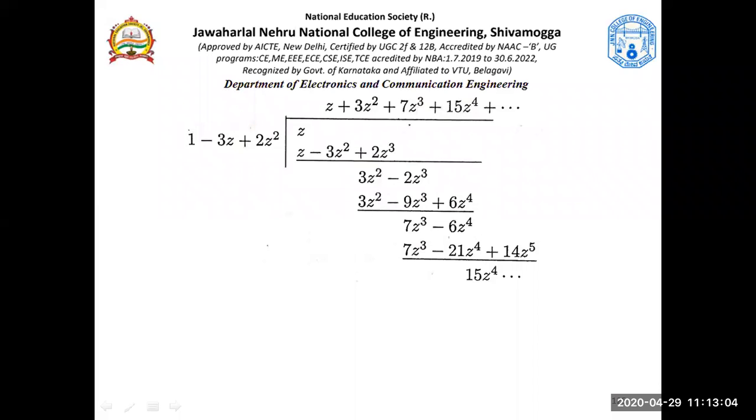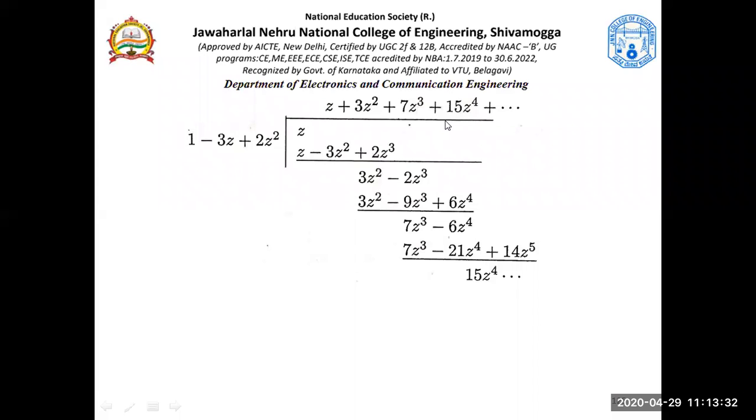Fine. Then here, if you just see this, what is there? 7z cube minus 6z to the power 4. Similarly, you have to eliminate 7z cube, means 7z cube will come, and 15z to the power 4 will come. Again, 1 into 15z to the power 4 will eliminate this. Similarly, we can just go on and on, but we cannot go to infinity. So we need to limit it to 3 terms or 4 terms. Here it is limited to 4 terms.